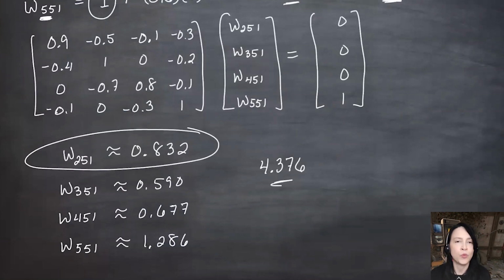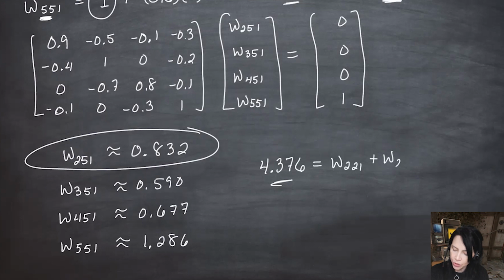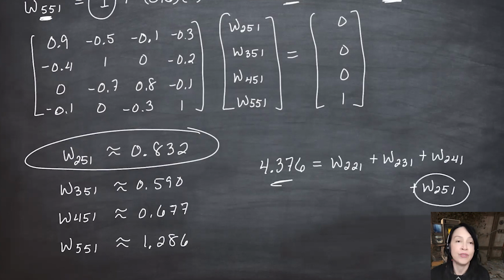Again, this is from question 1. This is starting at 2, the expected number of steps it takes to hit state 1. This is going to actually equal W221 plus W231 plus W241 plus W251. Now we've computed this, but we haven't computed any of the others. That's going to require a whole new system of equations. So that would be a little long to check out. But this is the expected number of steps it takes to get from 2 to 1.